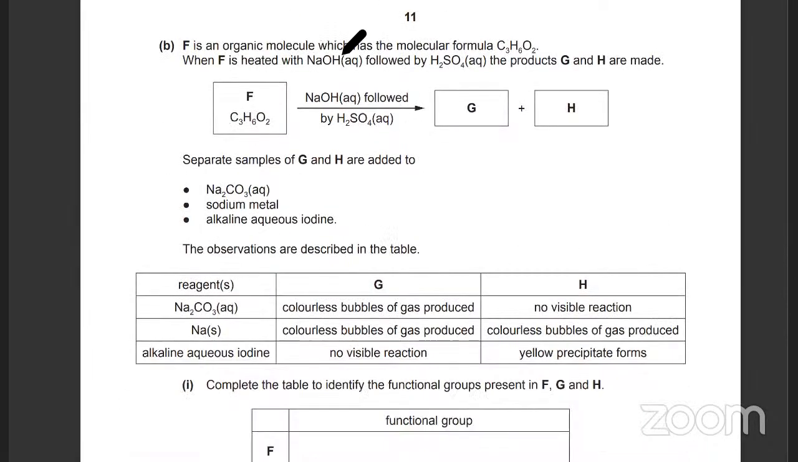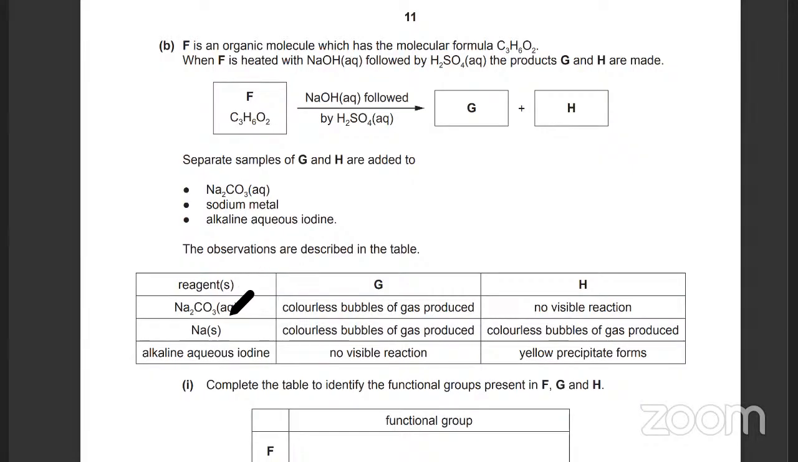As for the next one, you've got this reaction. F is an organic molecule which has the molecular formula C3H6O2. F is heated with NaOH followed by H2SO4. The products are G and H. So it's breaking down, probably alkaline hydrolysis. Separate samples of G and H are added to Na2CO3, sodium metal, alkaline aqueous iodine.